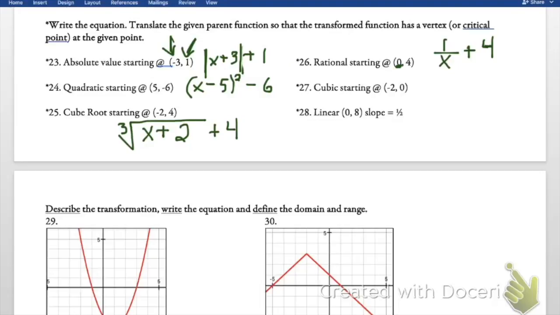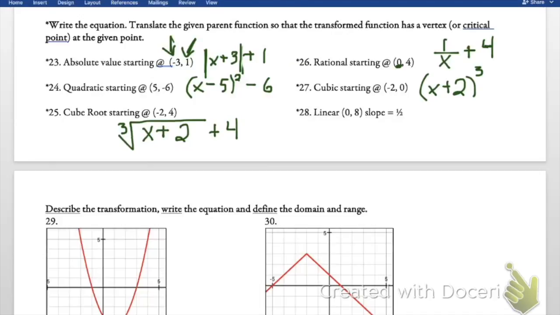Okay? Cubic. Okay, so I've got something cubed. Alright? So my 2 is the x. It goes inside with x. I have to change the sign. Zeros outside, so we just don't even write it.